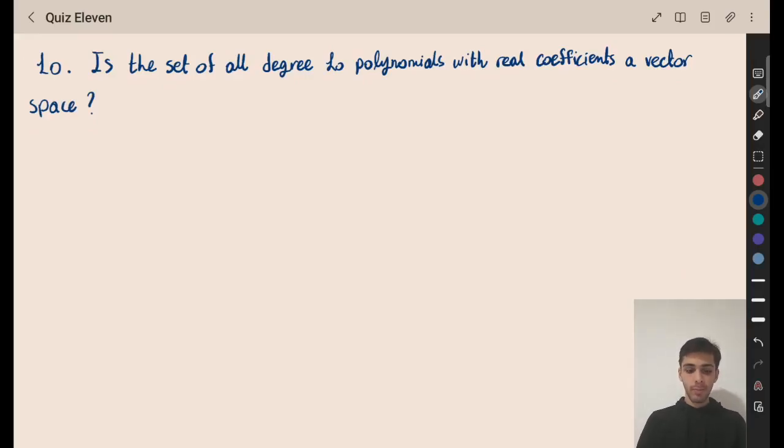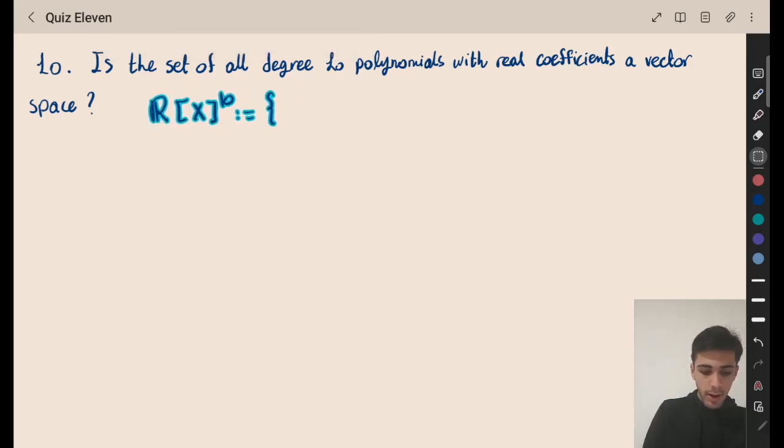Big question. You really need to be thinking about this in order to be able to solve it. What is this? This is a space which I can call R_x^10, and I can define this R_x^10 as, well, all degree 10 polynomials.